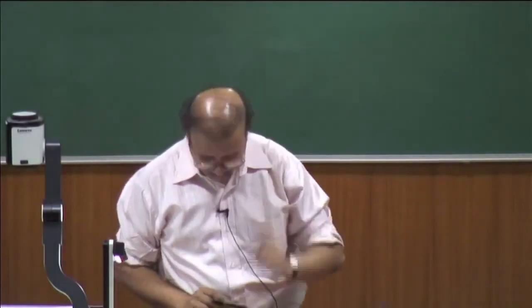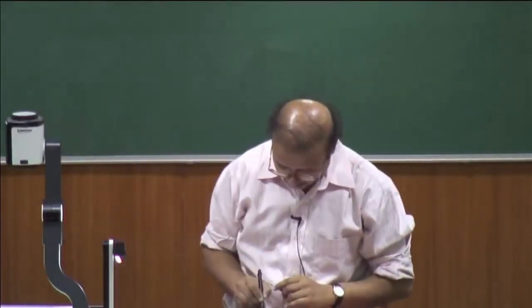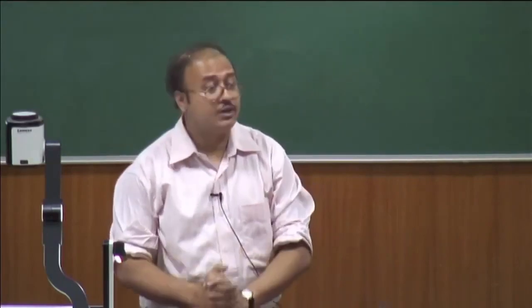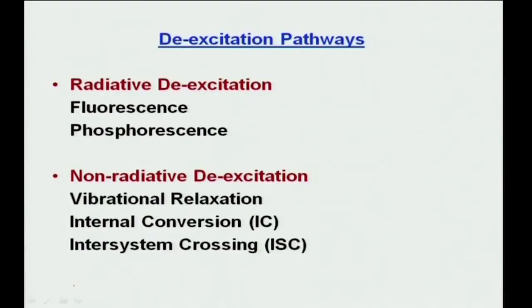Is there anything that I missed? Let me check. I don't think so, but anyway, we'll see soon. As I said, what are the deactivation pathways? One is radiative deactivation, which involves fluorescence and phosphorescence. The other is non-radiative deactivation, which involves vibrational relaxation, internal conversion, and intersystem crossing. And I said that vibrational relaxation is very fast, about 10 to the minus 12 seconds.